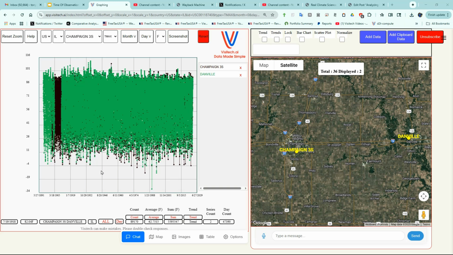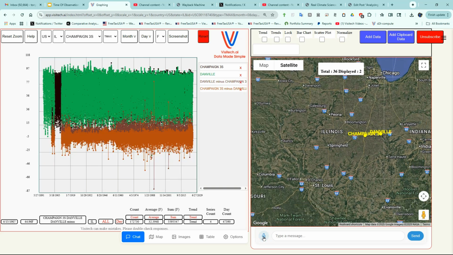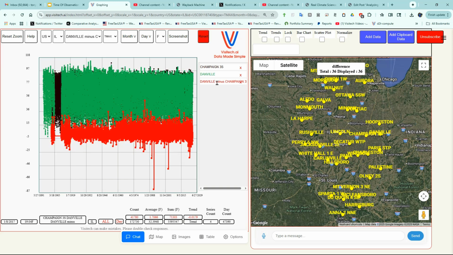Now we have daily maximum temperatures for both Champaign and Danville in different colors. In order to analyze time of observation bias, I have to calculate the difference. Difference. Now the red line on the graph shows the daily difference in temperatures between Champaign and Danville. There's something odd going on here.